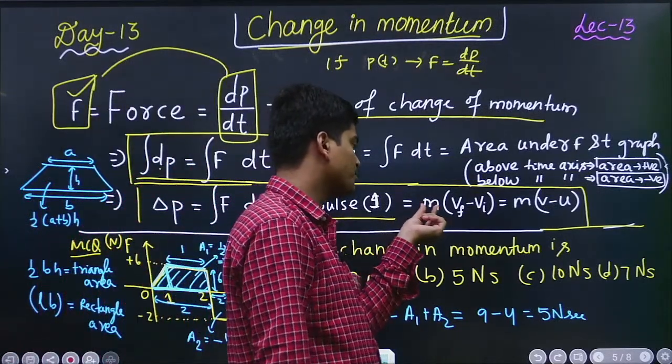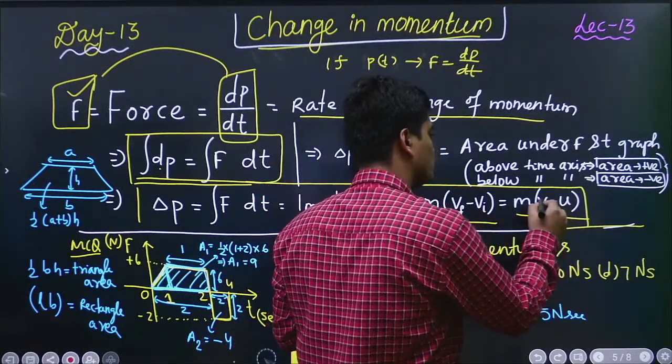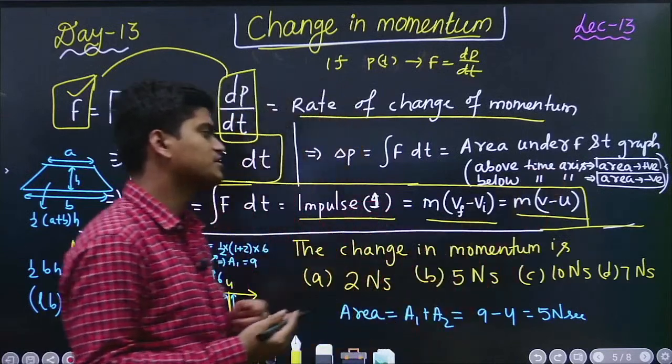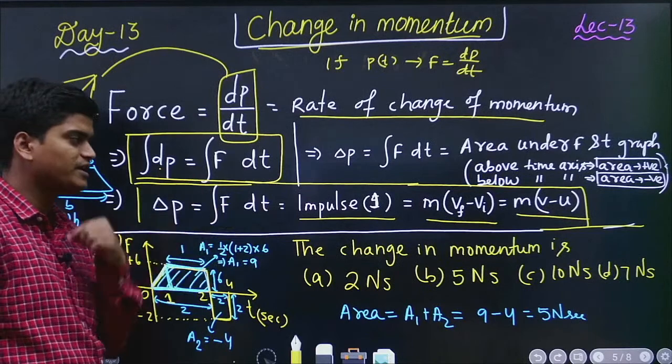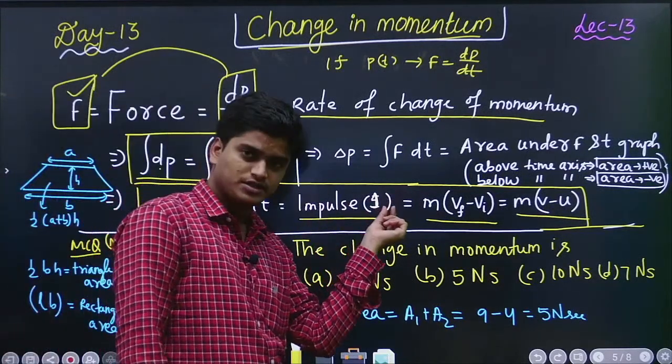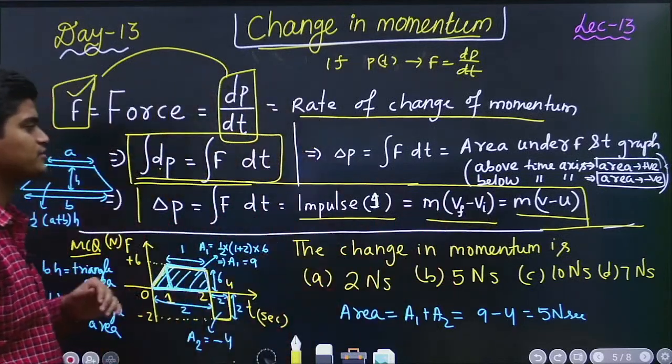Now what is this change in momentum? Mass into final velocity minus initial velocity, or mass into v minus u. Like that also you can tell. So change in momentum is the integration of F dt, change in momentum is also impulse, and change in momentum is also mass into final velocity minus initial velocity, or v minus u.